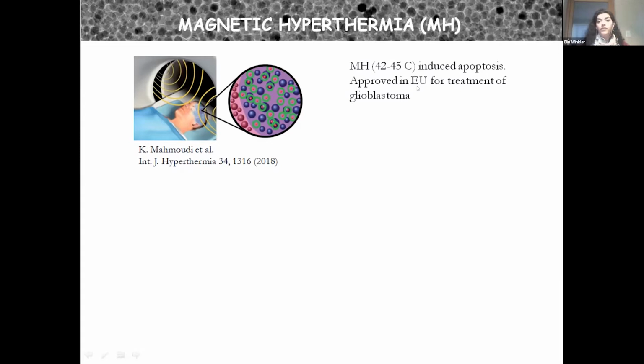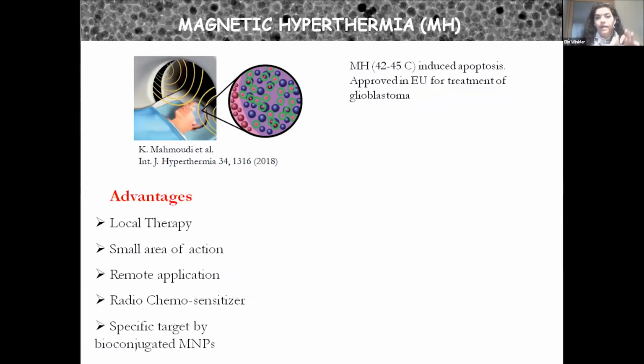So this therapy, for example, is approved for very few cases. One of those is glioblastoma, this brain cancer, where the therapy consists of injecting the nanoparticle system into the tumor, and then you apply a magnetic field, and like that, the temperature of the local zone where the tumor is located rises and produces cell death.